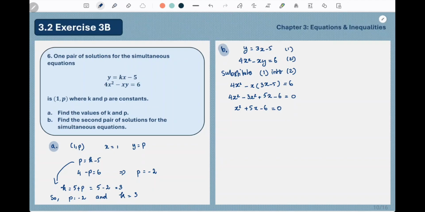So I'll solve this one using the factorization method where AC is equal to minus 6. So A, B, and C, these are the coefficients. So A times C is minus 6 and B is equal to 5. I've got to find two numbers that when you multiply them together give you minus 6, and when you add them together give you 5. So I can think of 6 times minus 1.